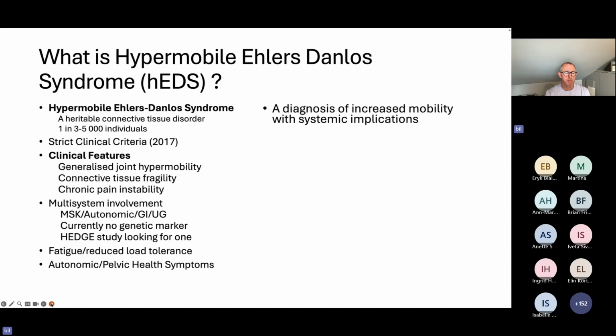There's, again, a multi-system involvement: MSK, so musculoskeletal, autonomic, gastrointestinal, urogynecological. Now, we have about 13 different types of Ehlers-Danlos syndrome, which all have genetic markers for them. But the only one we don't have a genetic marker for is hypermobile Ehlers-Danlos. Now, we're getting close, but we're not quite there yet. Patients often get fatigue and reduced load tolerance. They have changes in their autonomic and pelvic health symptoms. And they have a diagnosis of increased mobility that has systemic implications.